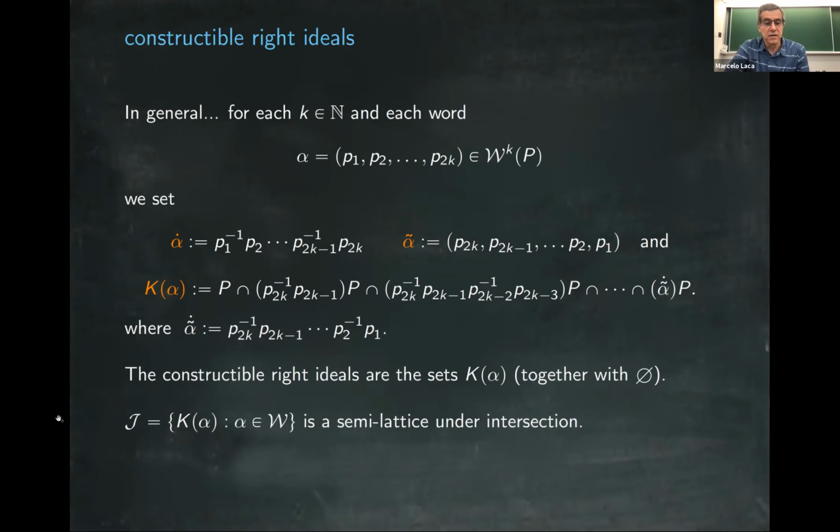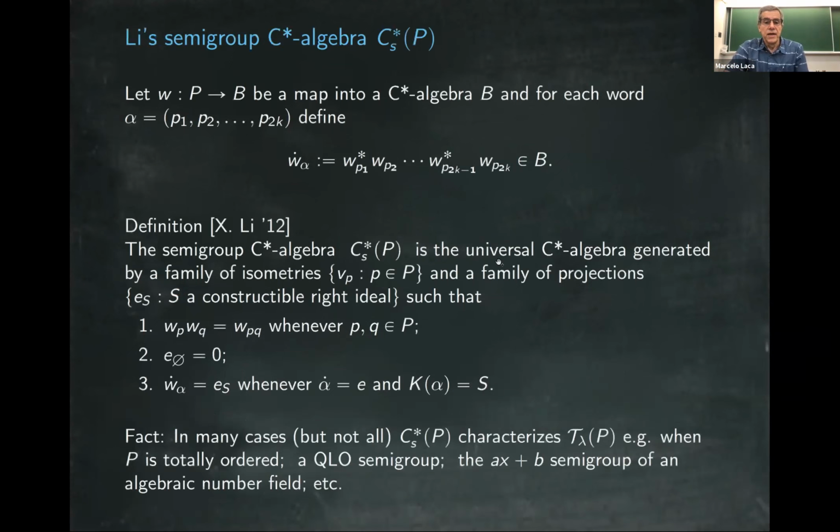So once you have this set J of constructible right ideals, then Shin-Lee defines a semigroup C-star algebra, which he calls C-star sub S, I suppose for semigroup. And it involves some notation. So let me introduce this notation here: if you have a map into a C-star algebra, and the word alpha, then W dot alpha is the alternating product again with adjoints and elements: W p1 star, W p2, W p3 star, etc.